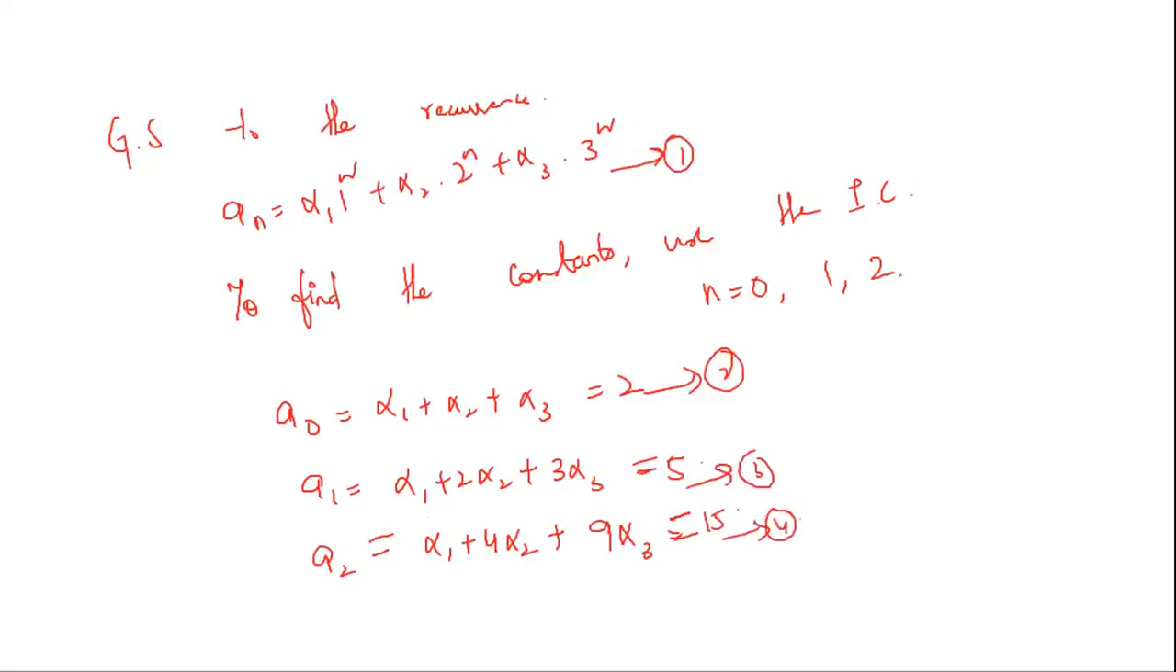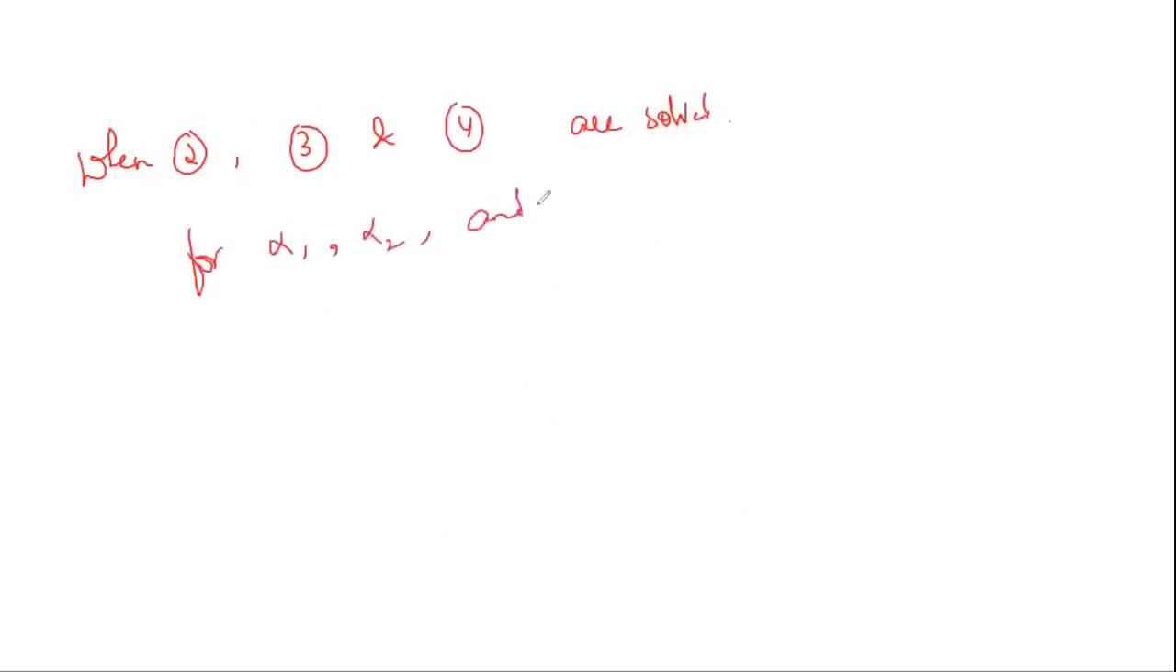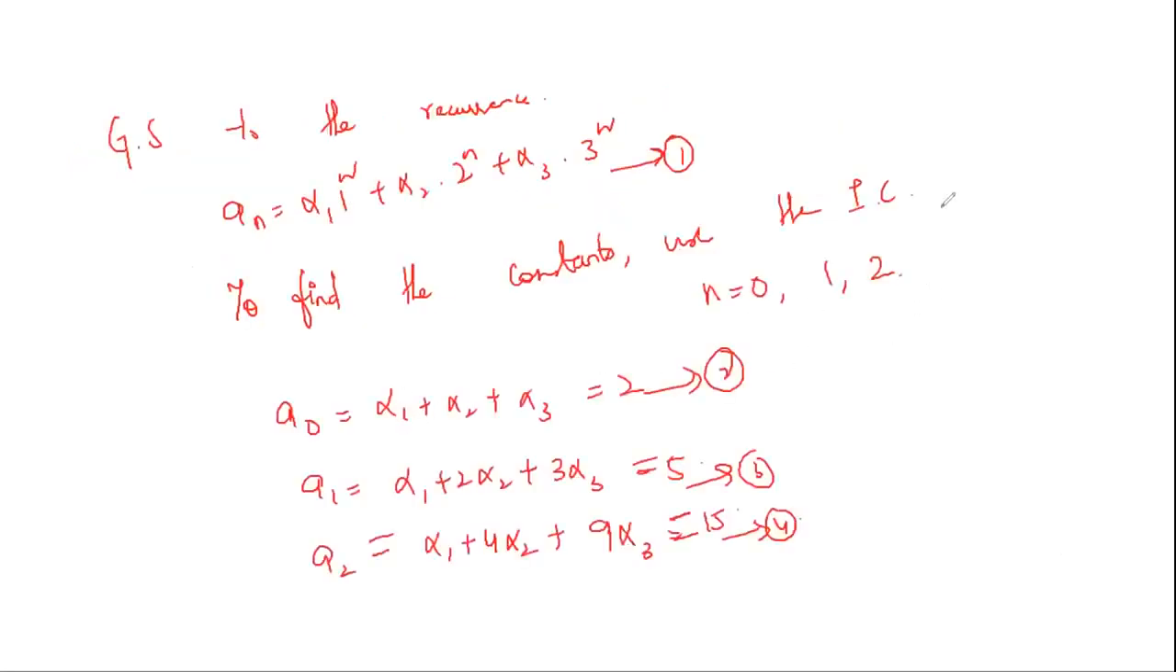Now, once we solve equations 2, 3 and 4 for alpha 1, alpha 2 and alpha 3, we get the values. You know how to solve equations in x, y, z. You just have to get the values in such a way that I'll solve for one value, and you can do the others similarly. So over here, alpha 1 plus alpha 2 plus alpha 3 is equal to 2, and alpha 1 plus 2 alpha 2 plus 3 alpha 3 is equal to 5.